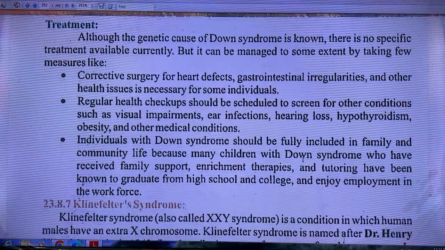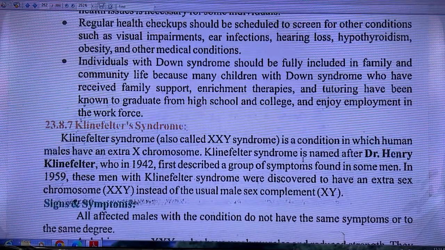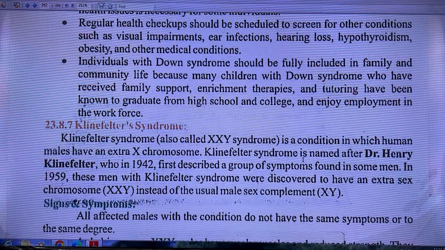Treatment. Although the genetic cause of Down syndrome is known, there is no specific treatment available currently. But it can be managed to some extent by taking a few measures, like corrective surgery for heart defects, gastrointestinal irregularities, and other health issues, which is necessary for some individuals. Regular health checkups should be scheduled to screen for other conditions such as visual impairments, ear infections, hearing loss, hypothyroidism, obesity, and other medical conditions.